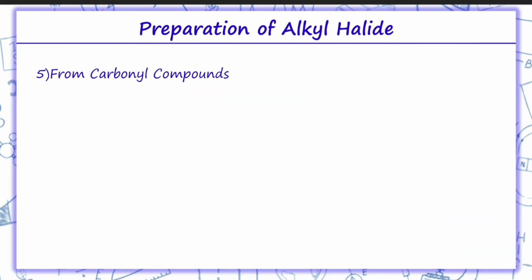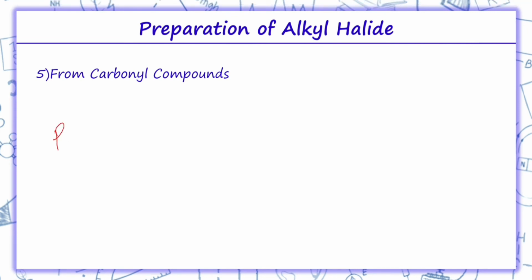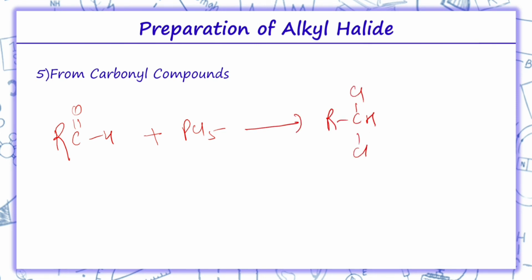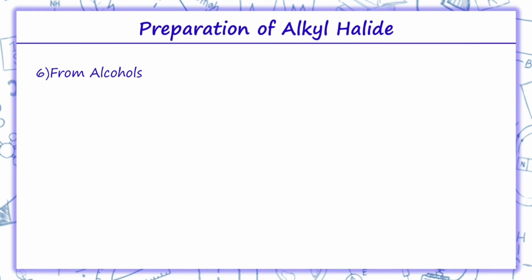Coming on to from carbonyl compounds. Let us suppose carbonyl compounds, that is aldehyde RCHO, when it reacts with PCl5. On reaction with PCl5 we get RCHCl2 plus POCl3. So this is how alkyl halide can be prepared from carbonyl compounds.